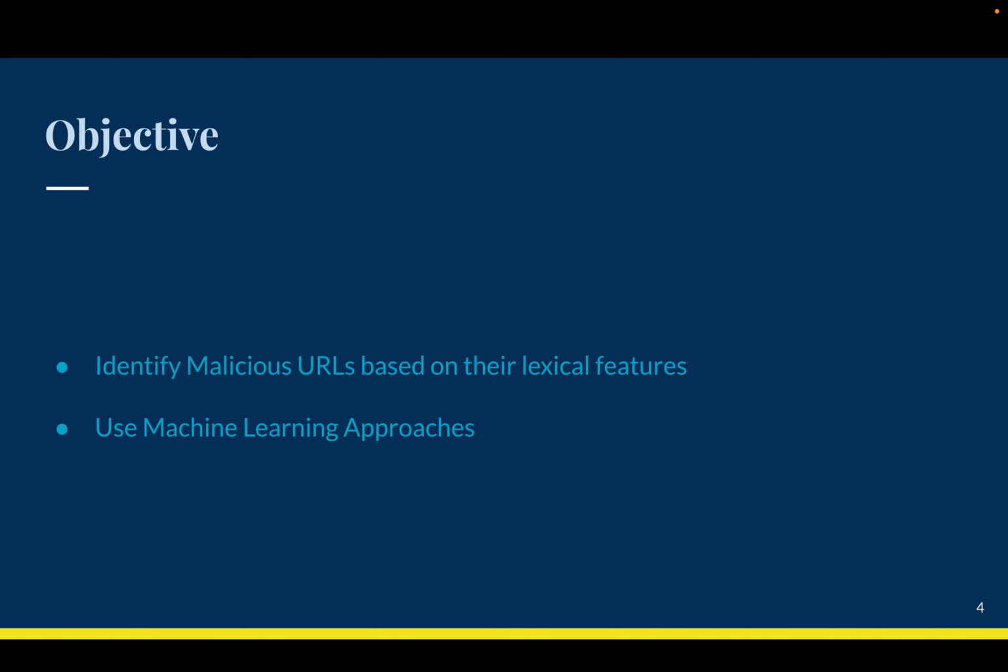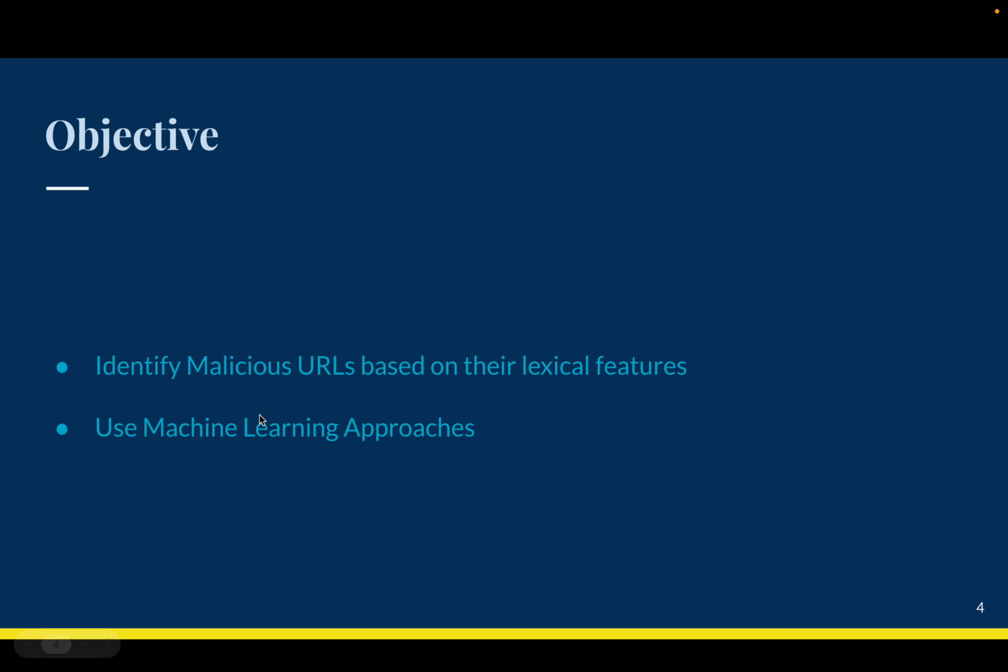So, the objective of the project is to identify malicious URLs based on lexical features using machine learning approaches. Lexical features refer to those words, phrases, or patterns of characters that appear in a URL. Those features can provide important information about the content and purpose of a URL and can be used to distinguish between legitimate and malicious URLs. For example, a malicious URL may contain suspicious keywords that are not typically found in legitimate URLs.